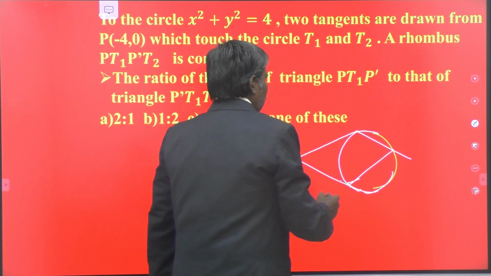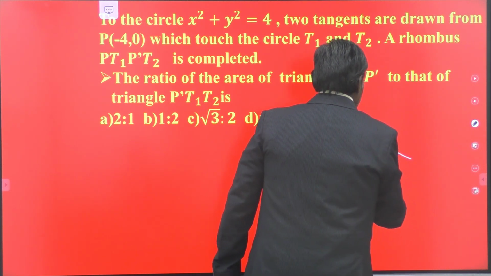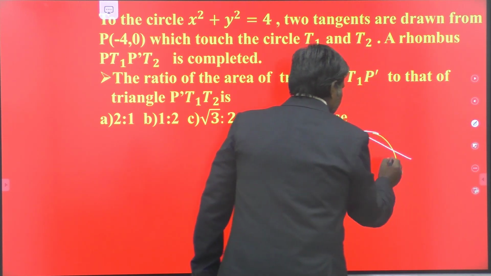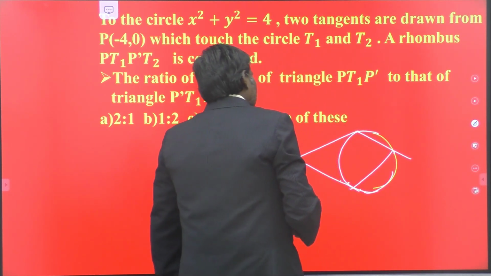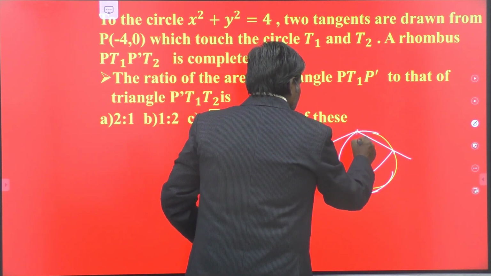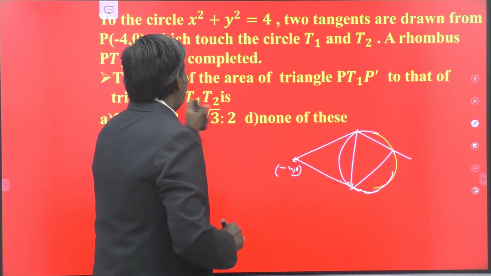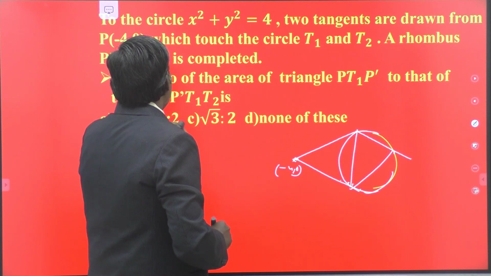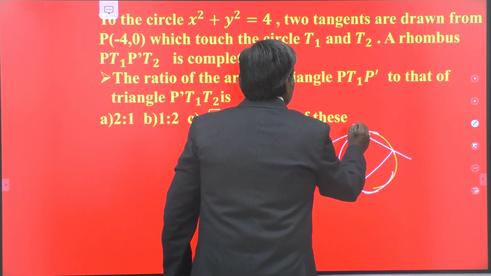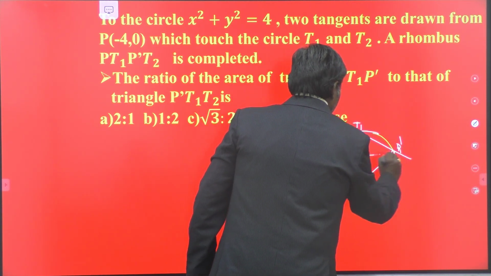Okay. So this is the rough diagram. Minus 4 comma 0. This is its corresponding chord of contact. This is the rhombus. What are they asking? They are asking the ratio of the triangles. What are the triangles? P, T1, P dash. This is P. This is T1. This is P dash.